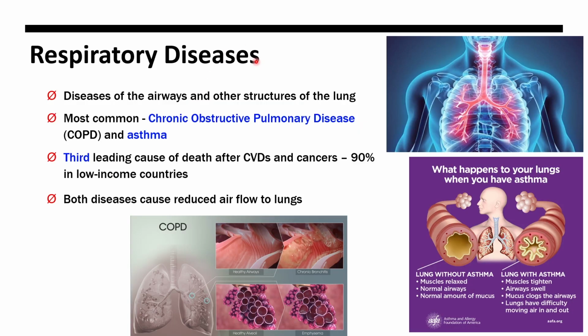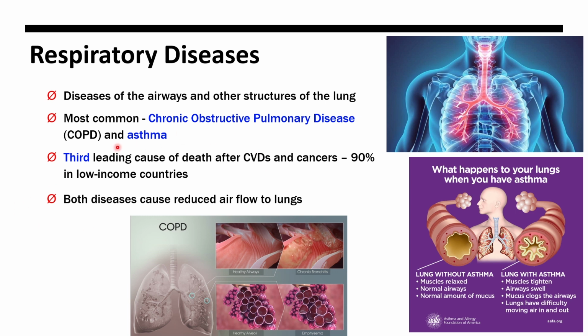The next disease that I am going to talk to you about is respiratory diseases. Respiratory diseases are diseases of the airways and the other structures of the lung. The most common respiratory diseases that we find are chronic obstructive pulmonary disease and asthma. Respiratory disease is the third leading cause of death. What is the first leading cause? CVDs. The second leading cause is stroke, and the third leading cause is respiratory diseases. This usually happens in 90% of low income countries.